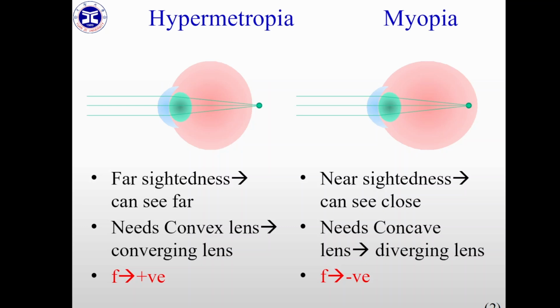In the condition for myopia, which is known as nearsightedness, in which you can see close, what happens is that the image is formed before the retina. In order to correct this, you need a concave lens, which is also called a diverging lens. And it is important to note that the focal length is negative in this case.